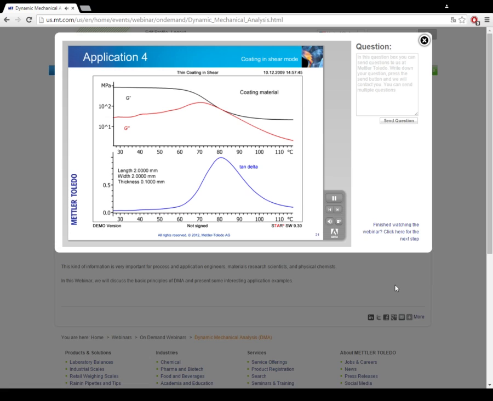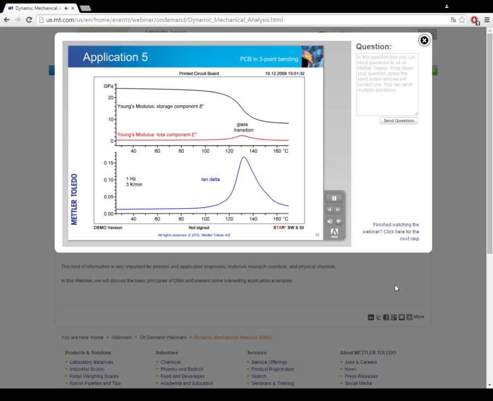This application shows how the glass transition temperature of a thin coating on a substrate can be measured. This is often difficult to do with DSC because the coating has to be separated from the substrate. In the DMA method, the complete sample, that is substrate and coating, is loaded into the shear sample holder and measured directly. Direct measurements of coatings are only possible in shear and not in bending or tension. In this application, the coating was 0.1 mm thick and covered an area of 2 by 2 mm.